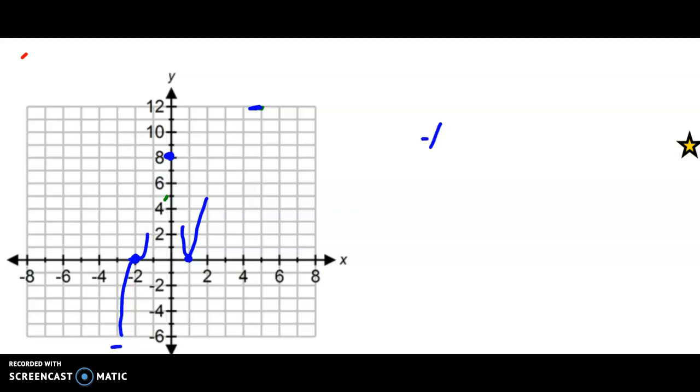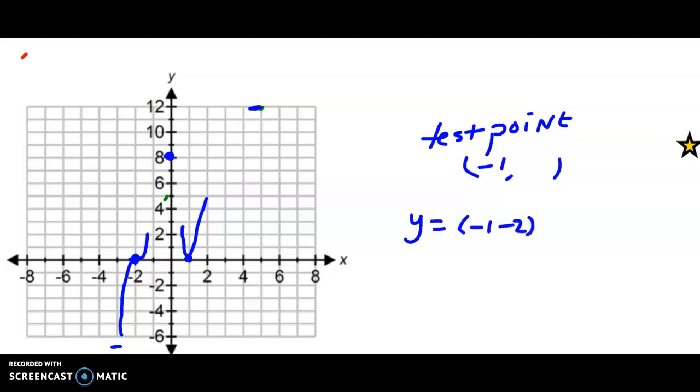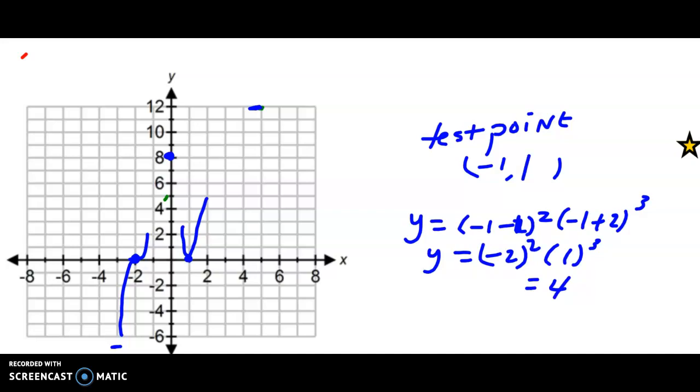I'm going to use a test point here at negative 1, because I can see that the y-intercept is at 8 at 0. I know the x-intercept is at negative 2, so negative 1 might be a good spot to plug in. So if I plug in negative 1 into my function, negative 1 plus 2, sorry about that, I'm going to get negative 1 subtract 1 is negative 2 squared. I'm going to get 1 cubed, so I'm going to get 4. So I know my test point would be (negative 1, 4).